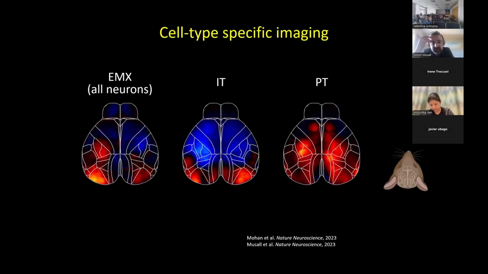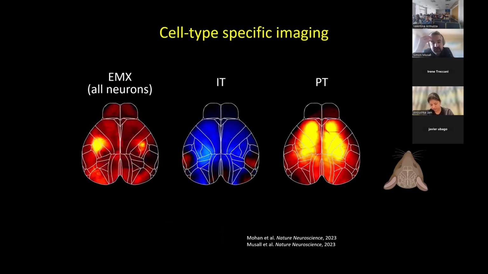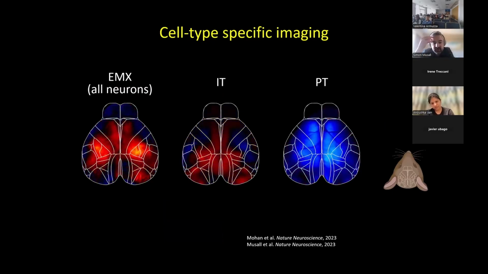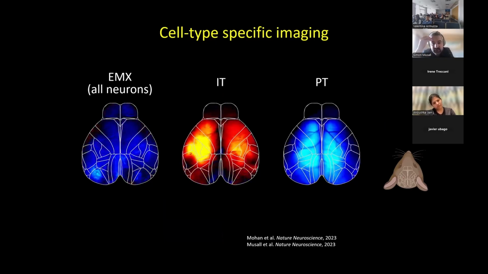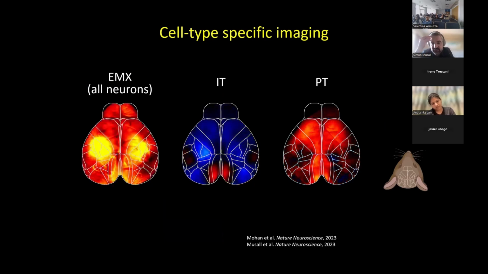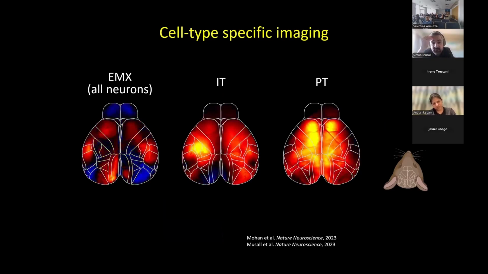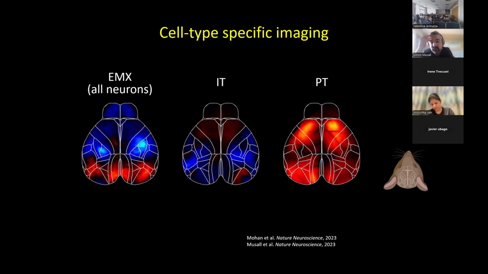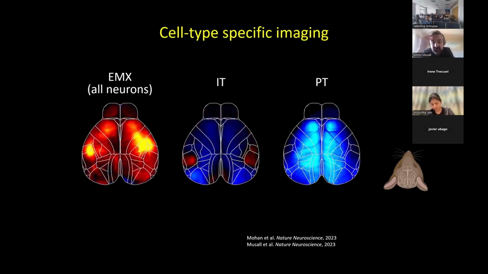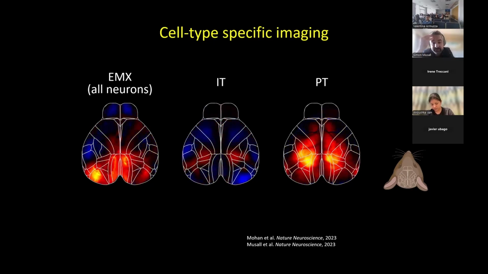Here we see these cortex-wide activity maps, either from a mouse line that expresses the calcium indicator in all neurons, the one on the left, called EMX, or from the IT or the PT neurons specifically. And this is just ongoing activity. The only thing I wanted to show with these videos is that it works really well, right? In all of these mouse lines, we get these cortex-wide activity patterns, and we also have a really high signal-to-noise ratio, meaning that even on a single trial level, it's very easy to see which regions are being activated.